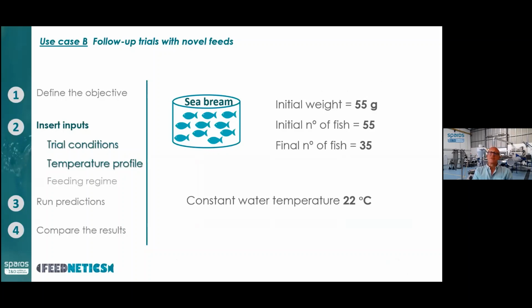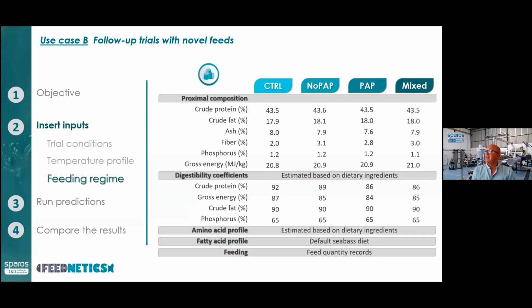So in terms of inputs here, we started with fish of 55 grams initial weight, 55 seabream in each tank, and a constant water temperature of 22 degrees. I will show you predictions, but also the experimental results from a trial that we did in practice, which was done in a recirculating system, with a constant temperature of 22 degrees. And these are the proximate compositions of the four diets.